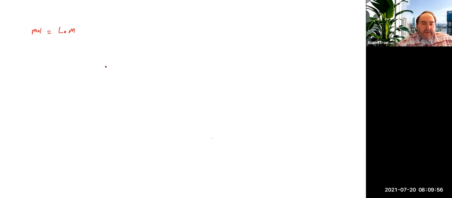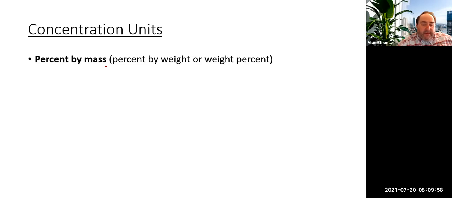Okay, so just continuing on, we're going to talk about some other types of concentration units, although molarity really is the most commonly used concentration unit for solutions. And again, molarity being our moles per liter. There definitely are other units that we do come across when we're dealing with solutions.